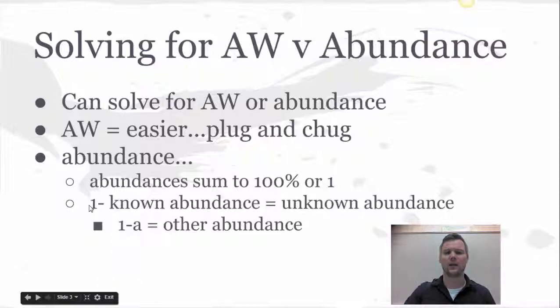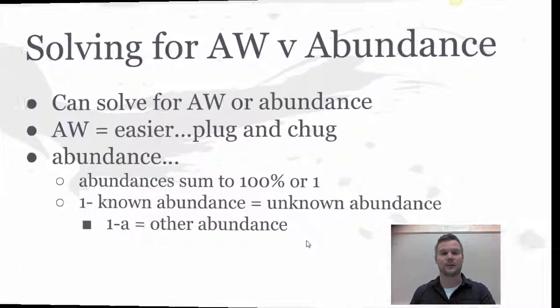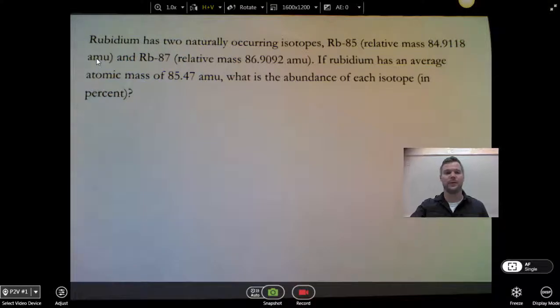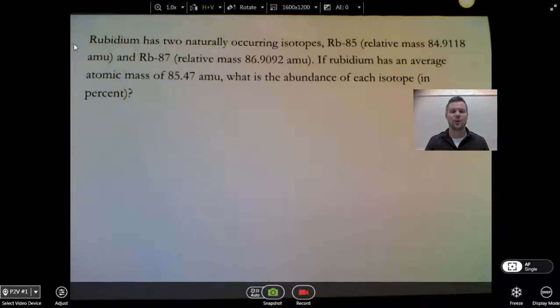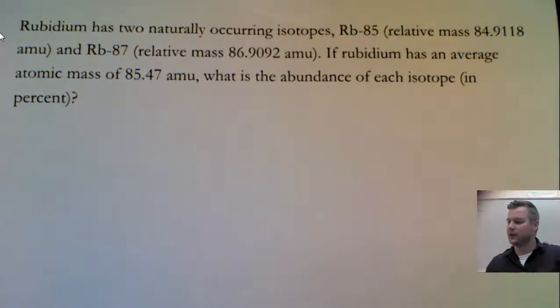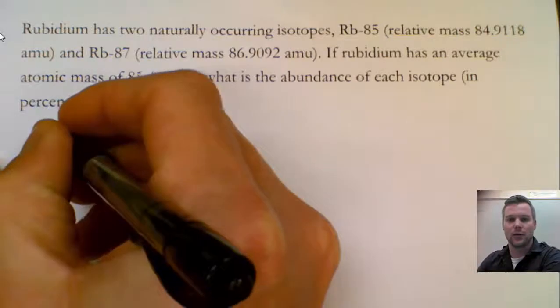So we're going to take 1 minus the known abundance that happens to be provided in the problem, and then we're going to set that equal to the unknown abundance. And that's going to look like a problem like this. So here we're going to do a problem with rubidium, and we're going to actually solve for the abundance this time. In this case, we're provided the 2 isotopes of rubidium, and it's important that it's only 2. We can't solve for more than 2 in our class.